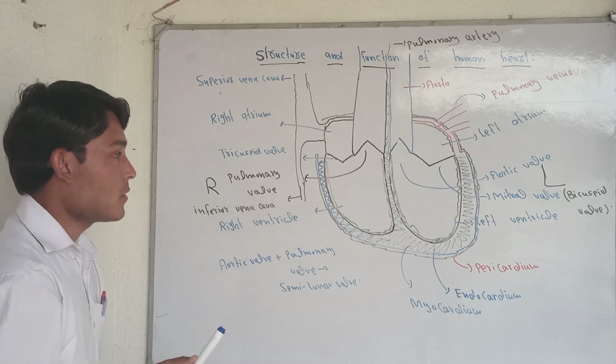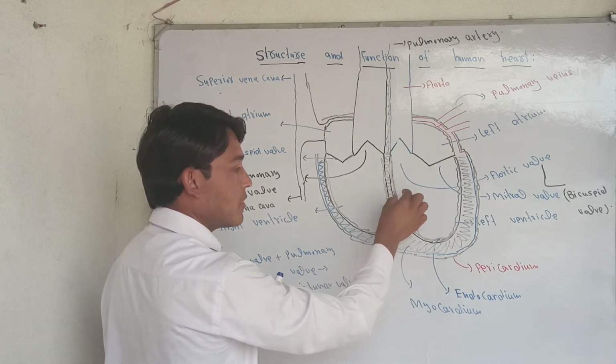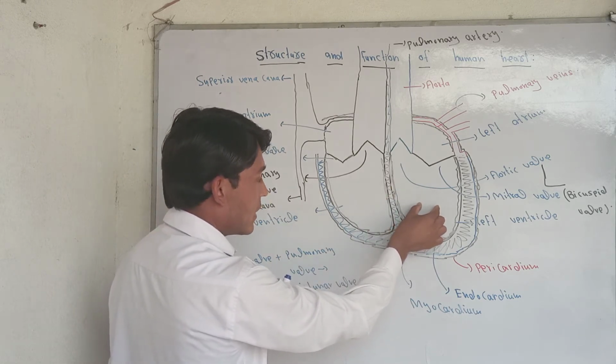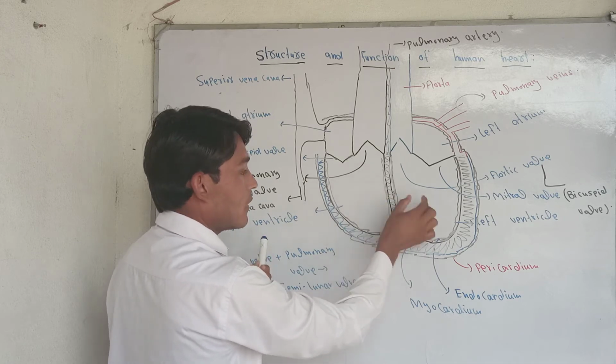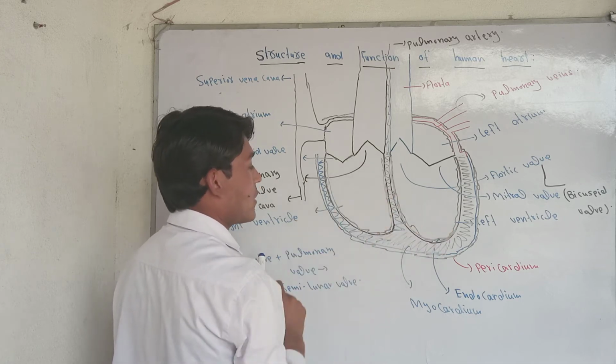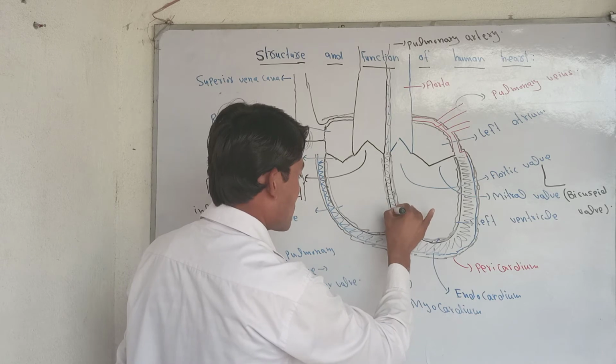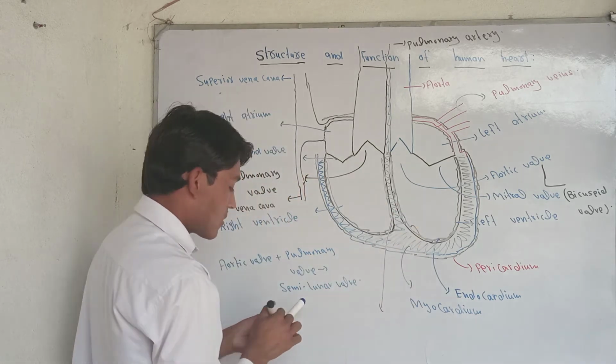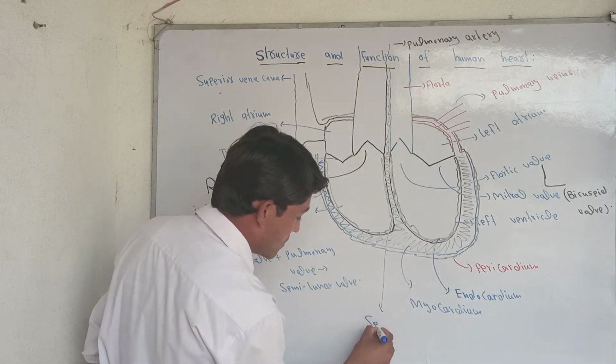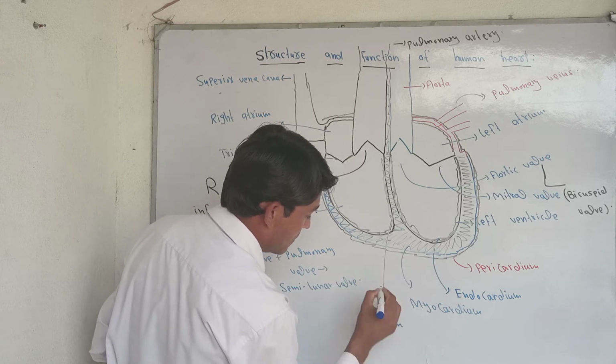And the membrane which is present between the left ventricle and the right ventricle is called the septum.